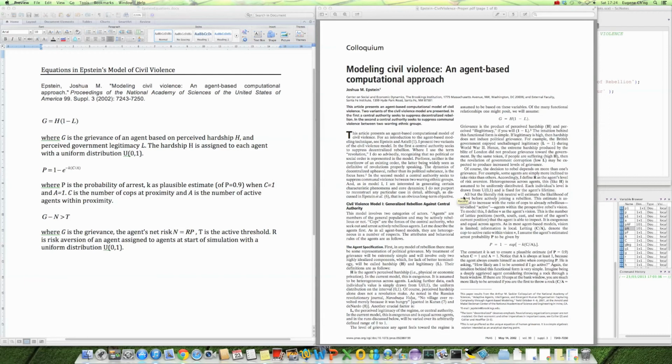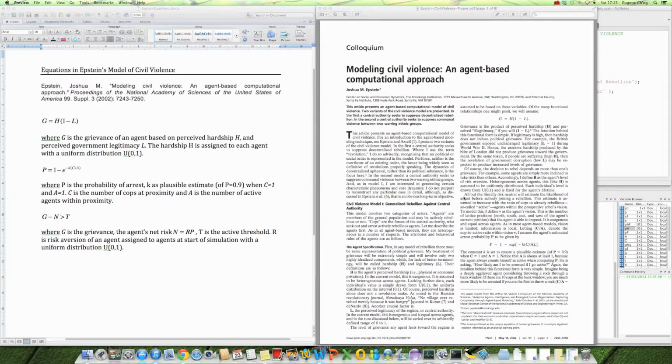Hi there. I've been exploring Epstein's model of civil violence, an agent-based computational approach, and I thought that I might do a video on it because it's really interesting, looking at the agent-based model and how local interaction produces global effect in a society.